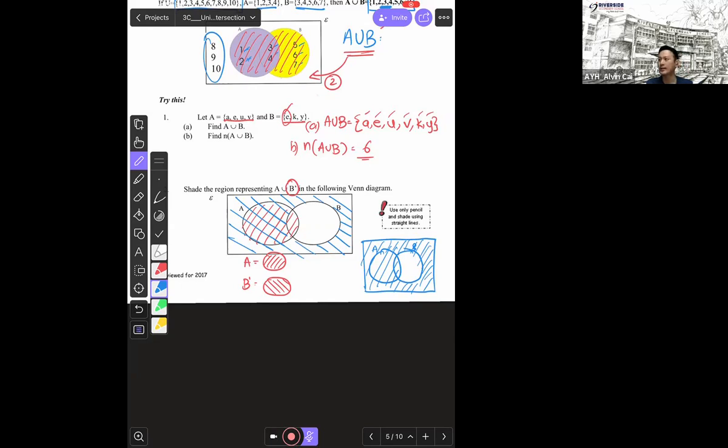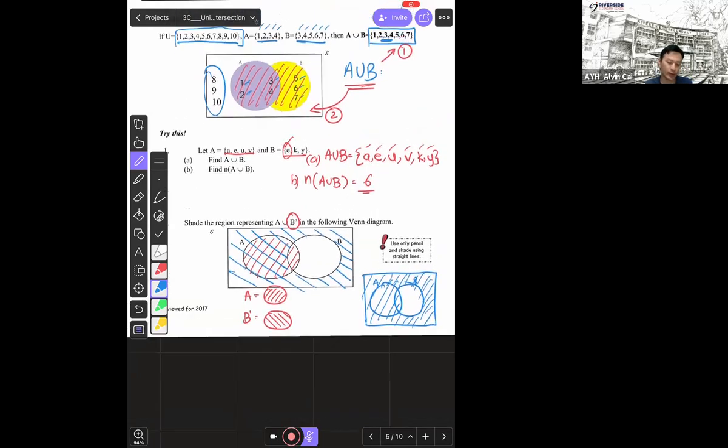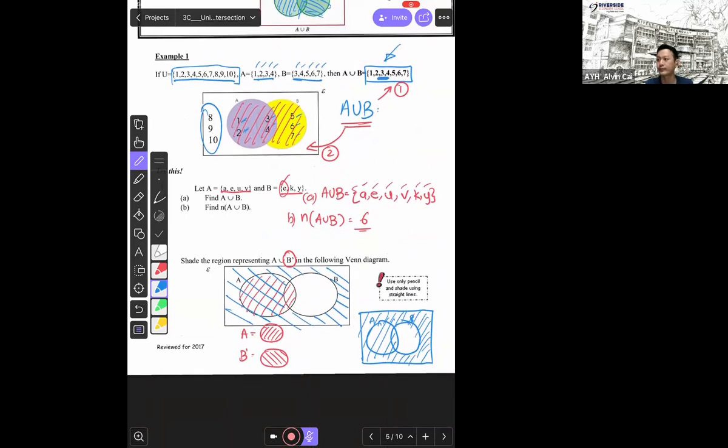Okay, so I'll tell you the difference in the next part when we are using intersect. Let me know if I'm going too fast, because I'm not able to see you guys. You can text me, or text my group chat, or turn on your mic and speak up.